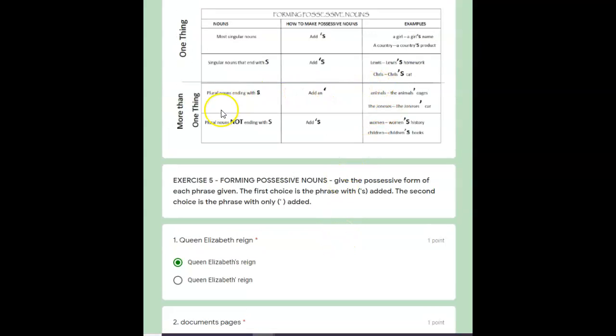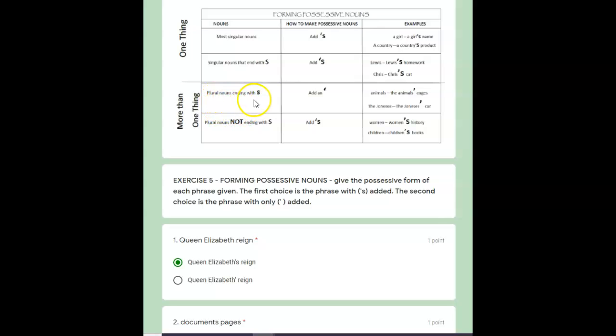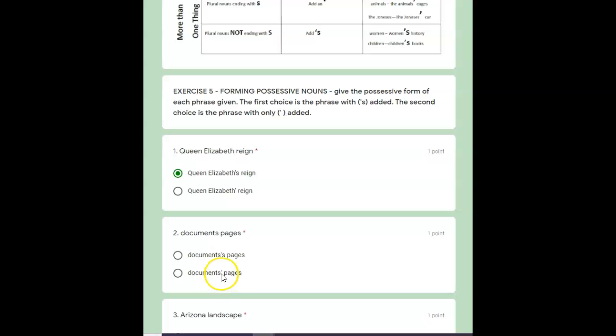Number 2, documents, pages. Does document stand for one thing or more than one thing? Documents is more than one thing. So now we're in plural territory. Does documents end with an S? Yes. So we have a plural noun that ends with an S. We just add an apostrophe. So documents, apostrophe.